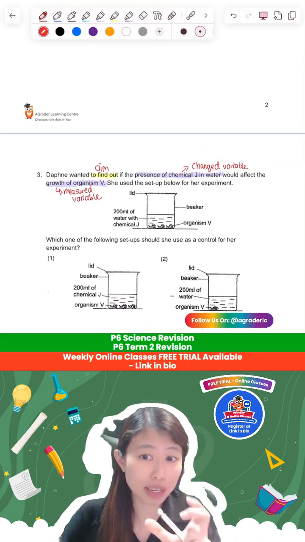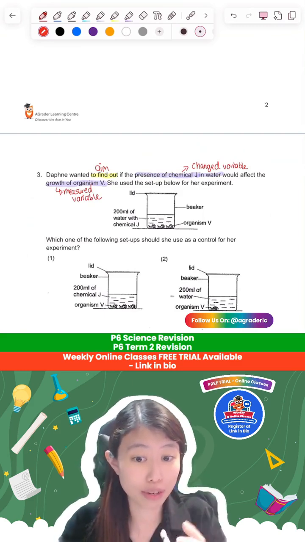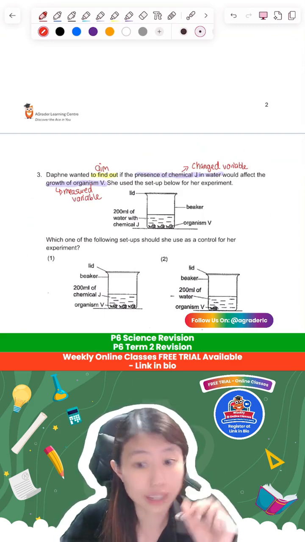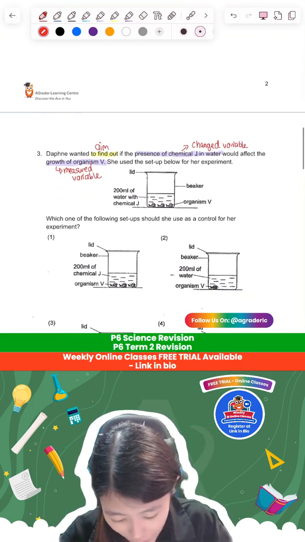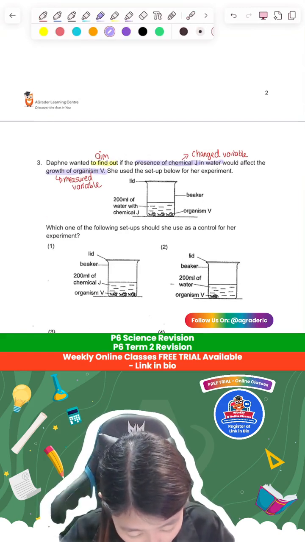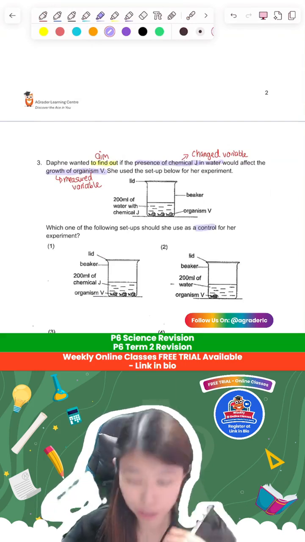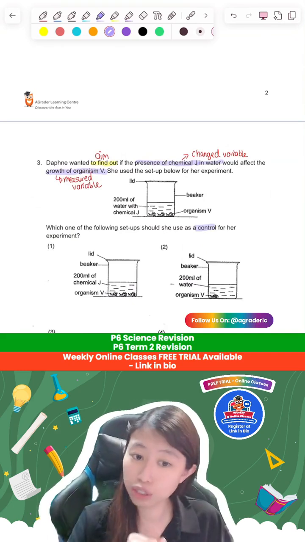It doesn't mean that if they mention growth of organism V first, it is a change variable. You have to read the question carefully. So let's move on for this one. Which one of the following setups would she use as a control for her experiment? Just choose a setup that has the correct change variable.